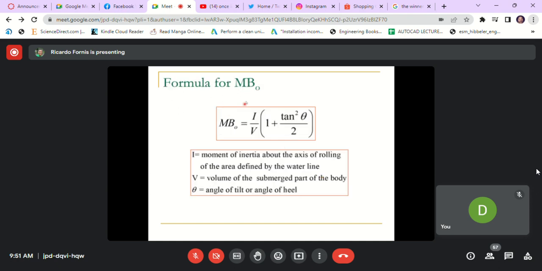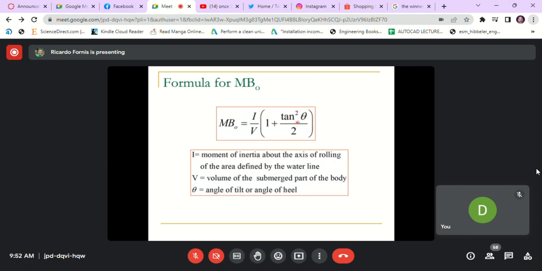Now, the formula for MBO is calculated as I. I will not present the derivation anymore. MBO equals I over V, where V is the volume of the submerged part of the body, while I is the moment of inertia about the axis of rolling of the area defined by the water line. And the theta is already defined earlier.